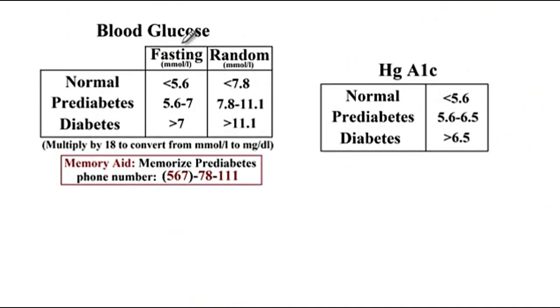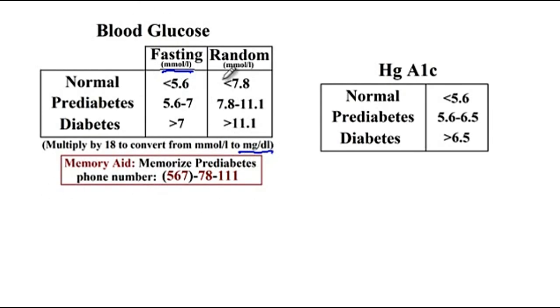Next, we have the blood glucose. Now, blood glucose can be measured in different values. One is millimoles per liter, or the other is milligrams per deciliter. So first, I'll give you a memory aid to help memorize the numbers in millimoles per liter, and then help you to calculate the values in milligrams per deciliter next.